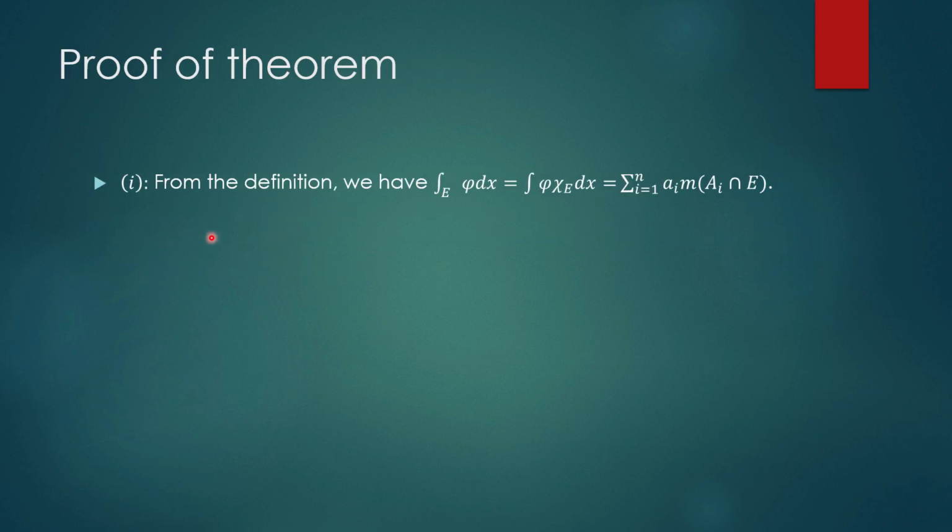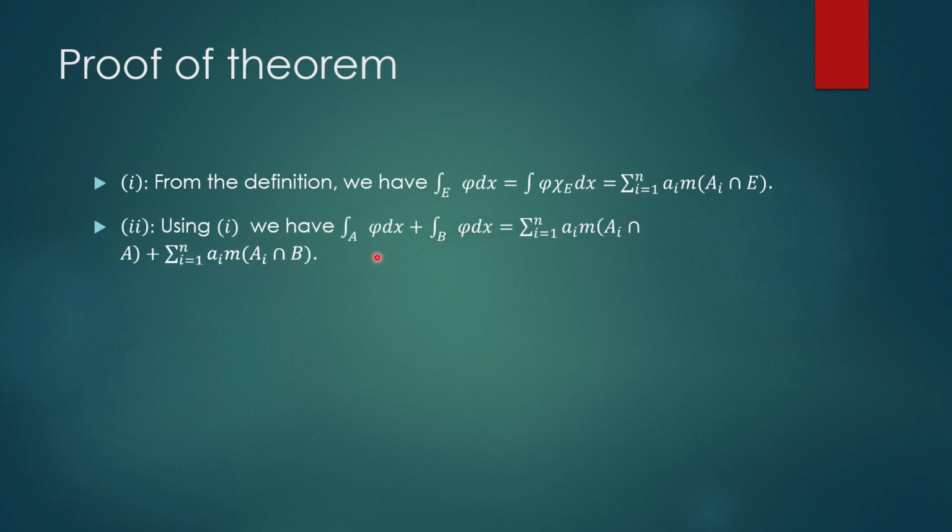Number 1, from the definition we have the integral over e of phi dx is exactly equal to the integral of phi times chi e dx. Alright. So here the integration is from minus infinity to infinity, that is over R, that is exactly equal to this one. And that is equal to the summation, i running from 1 to n, of ai times measure ai intersection e. So this is obvious. So number 2, using 1 we have the integral over a of phi dx plus the integral over b of phi dx is equal to the summation, i running from 1 to n, of ai times measure ai intersection a plus the summation, i running from 1 to n, of ai times measure ai intersection b.